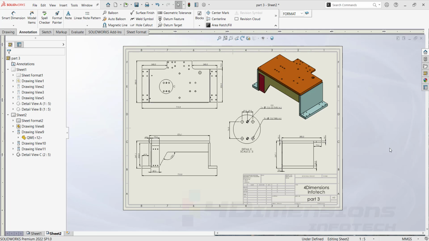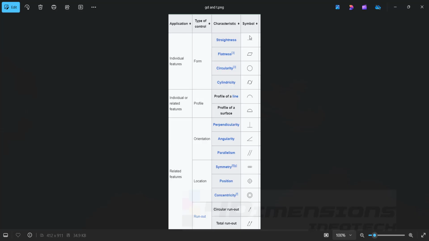So now to start with the next command, we are going to see the GD&T and the symbols of GD&T, how to apply GD&T, as well as editing the templates. So to start with GD&T, first I am going to refer to one image here. Now you can see here, these are the GD&T symbols, these are the characteristics, and these are the features.